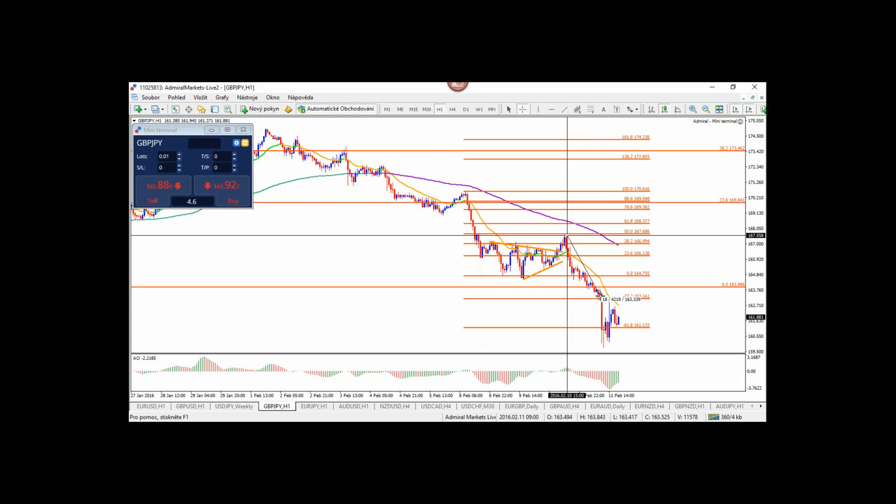Down to the minus 272 target was 420. So that could have been a scale out. Scale out to minus 272, scale out to the minus 61.8. That could have been one way of scaling that out.